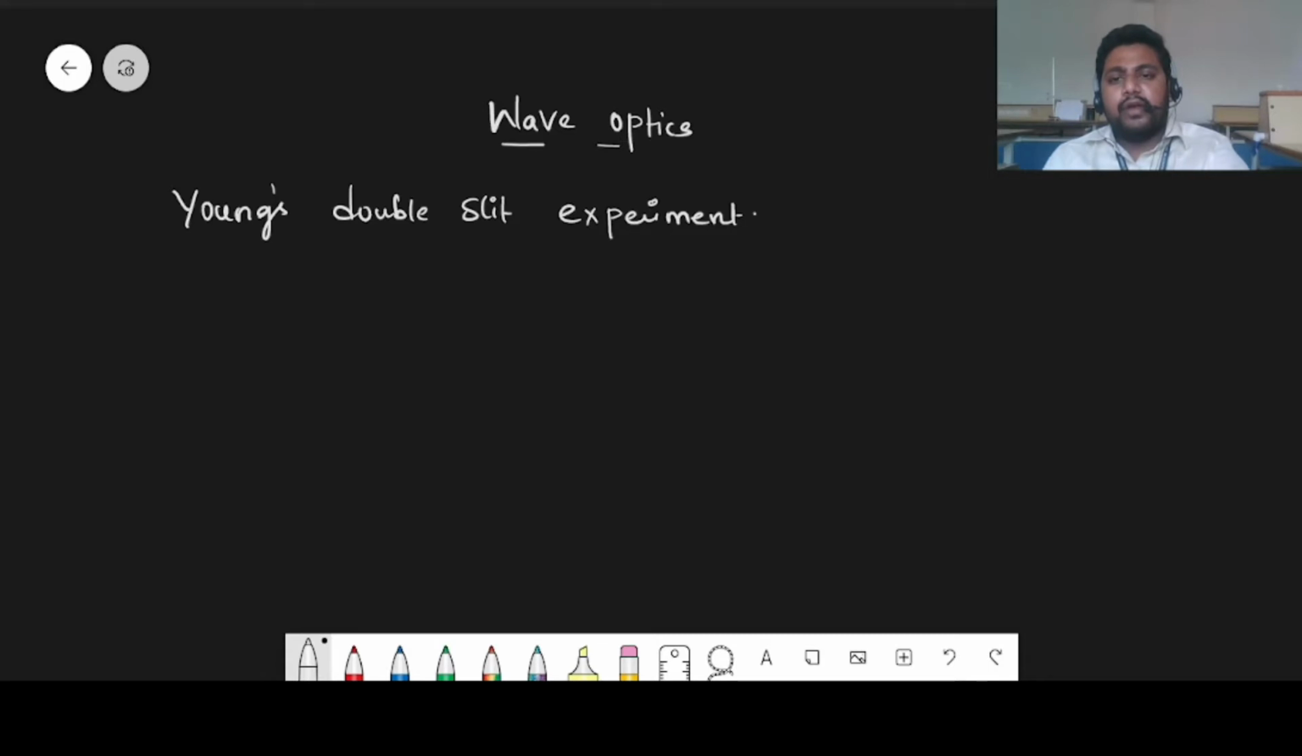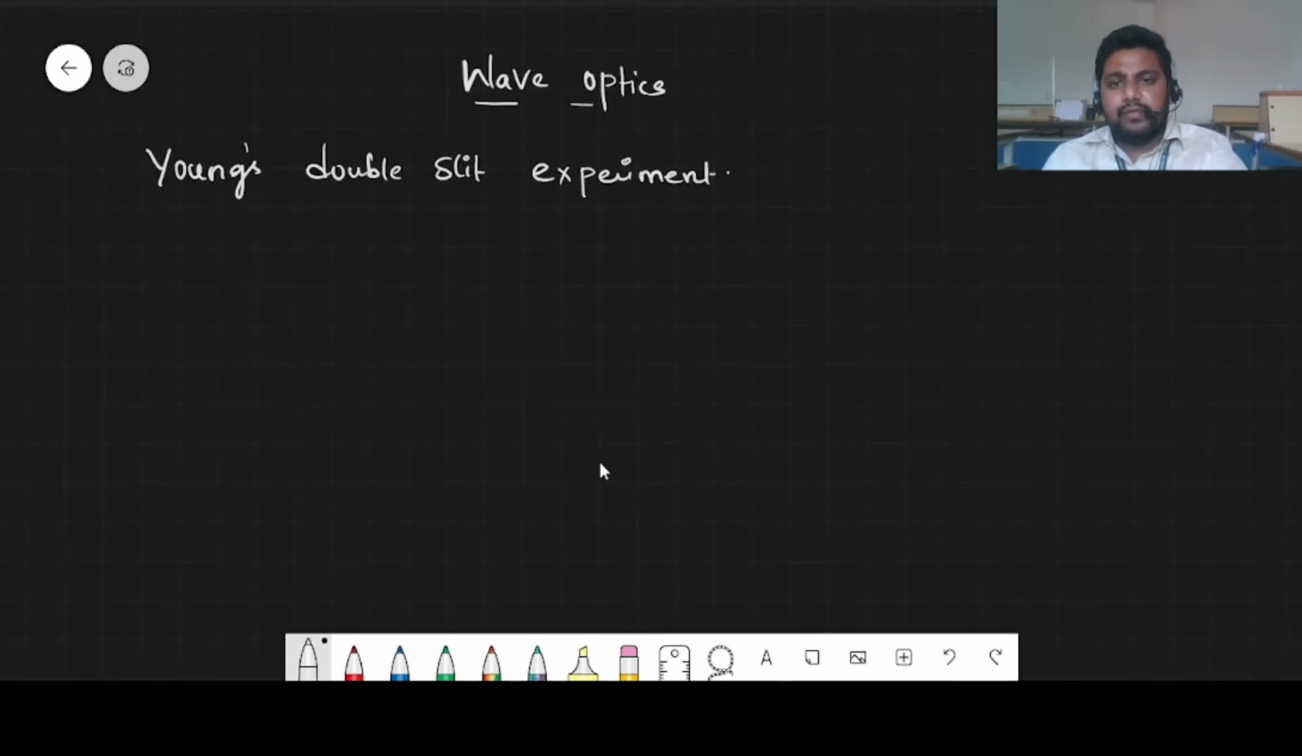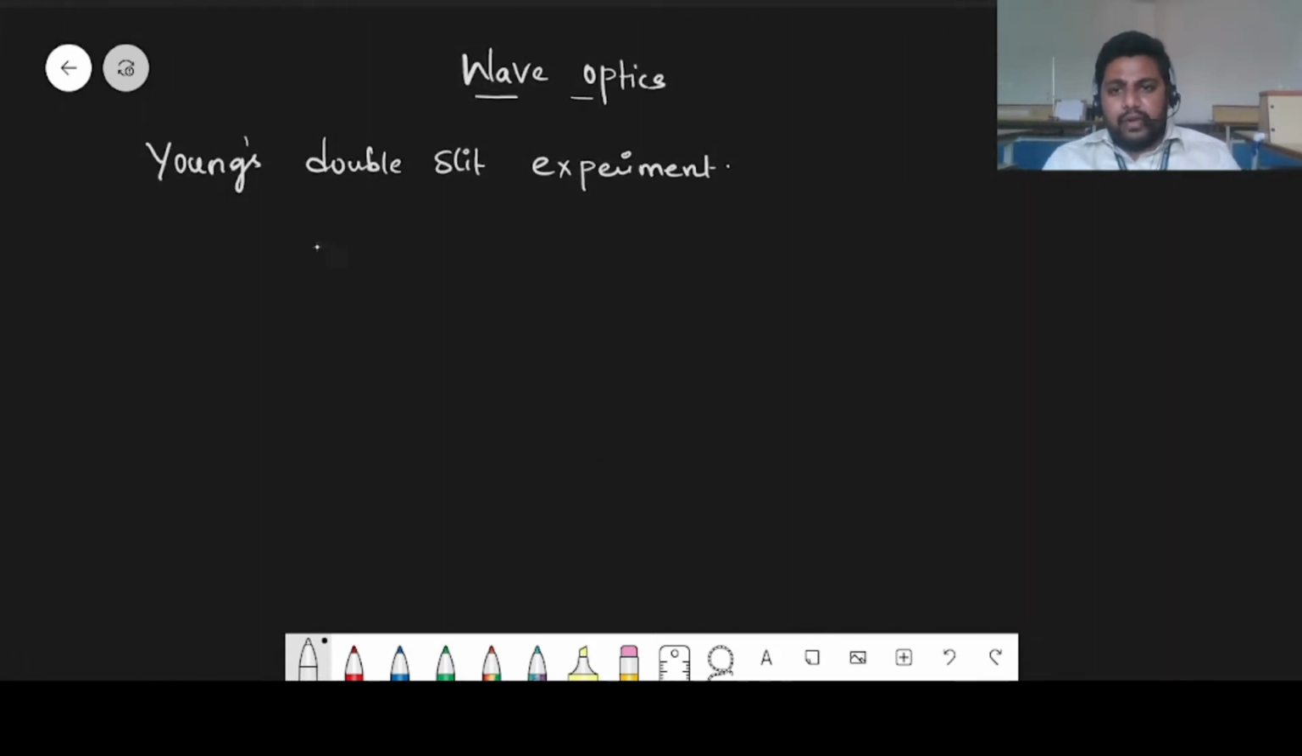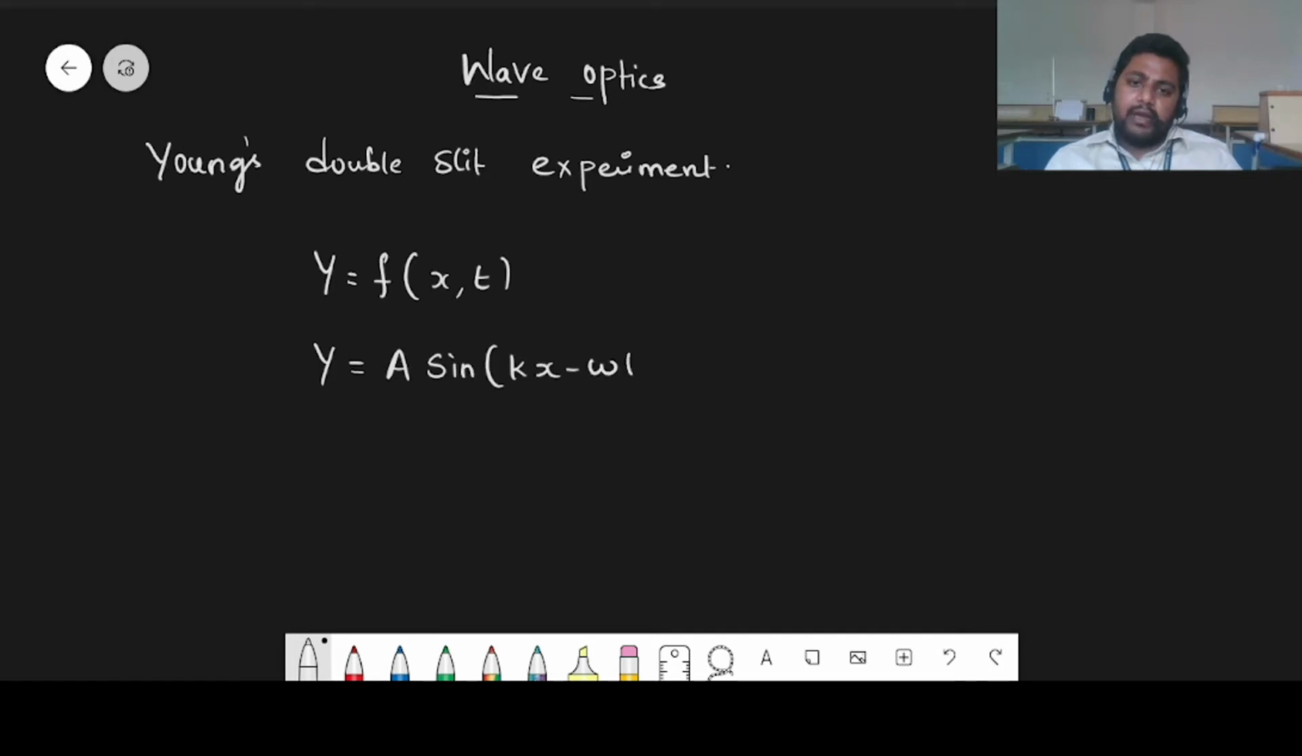Before going any further, in general, let us understand what is a wave. Wave is a disturbance created in a medium. How do we define the equation of a wave? We know wave equation is a function of both x and t. From class 11, we know that we can write the wave equation as a sine(kx minus omega t). This is our equation.